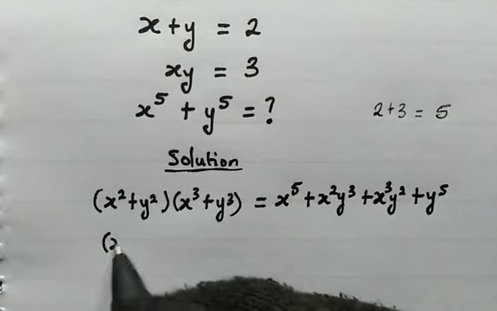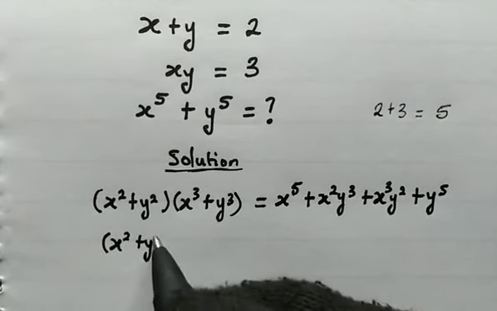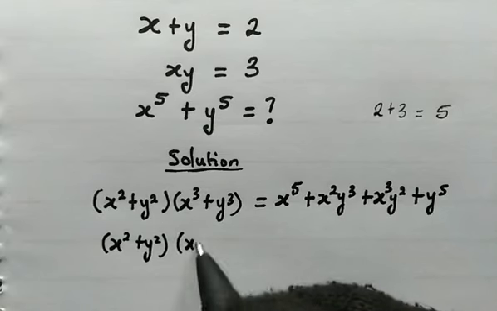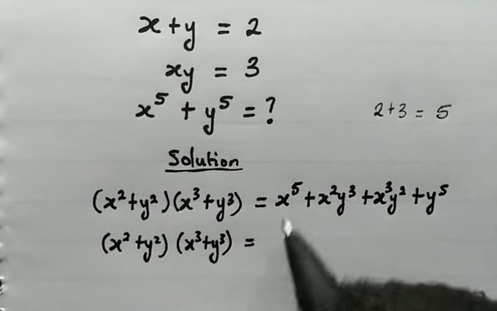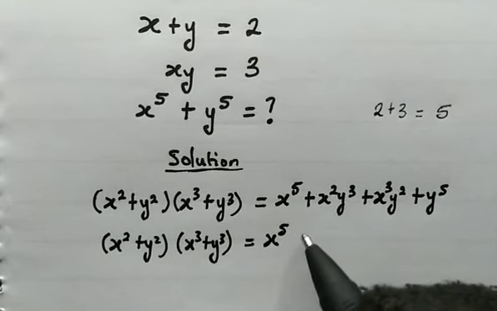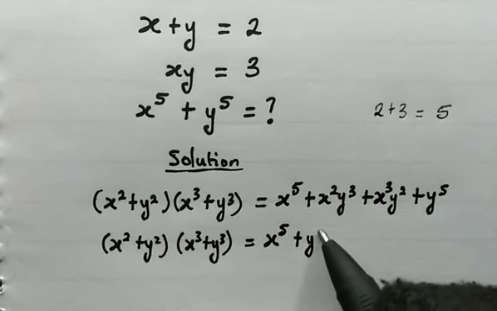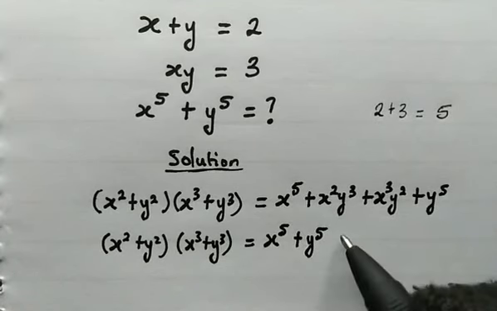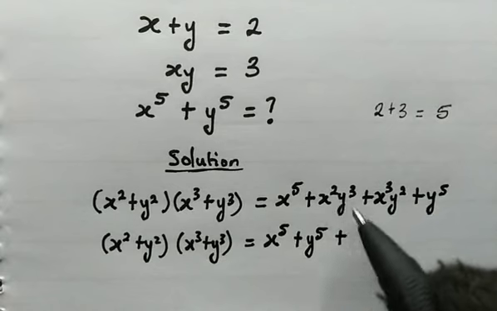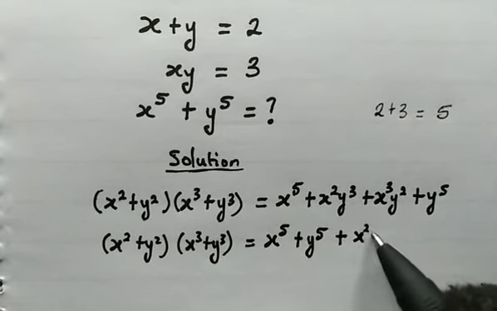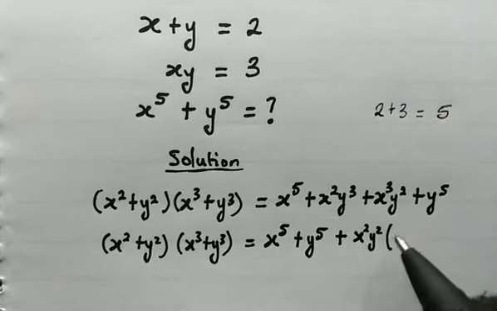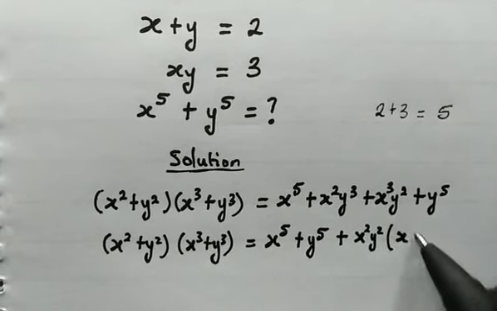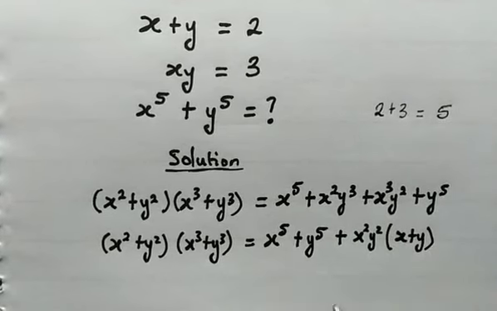We will need to take note that that is exactly the product of x squared plus y squared and x cubed plus y cubed, which is equal to x to the power of 5 plus y to the power of 5, right? Then plus, actually we have a common factor of x squared times y squared. Then we factor it out and I think we're left with x plus y, right? That will be x plus y.